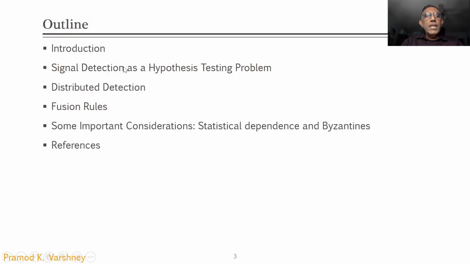Then I'll move from there to distributed detection. Then a part of that distributed detection is fusion rules. Couple of important considerations within distributed detection. Basically, we will be talking about statistical dependence of observations and security aspects, namely operating in the presence of Byzantines. I will have an extended list of references at the end, so you can try to look for it at the end.